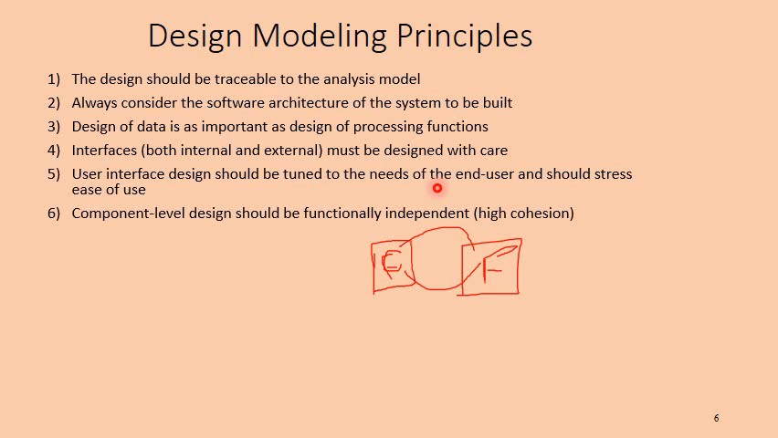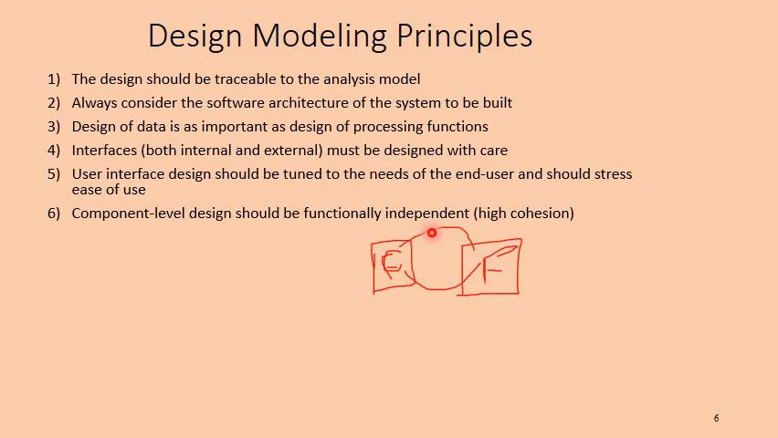Sixth is component level design should be functionally independent. Component level design means, as we discussed earlier, in place of representing your information, function and the behavior together, we will try to represent in the form of layer or the component, right? Or the different small subsystems.